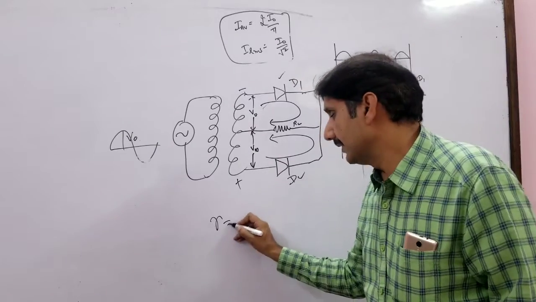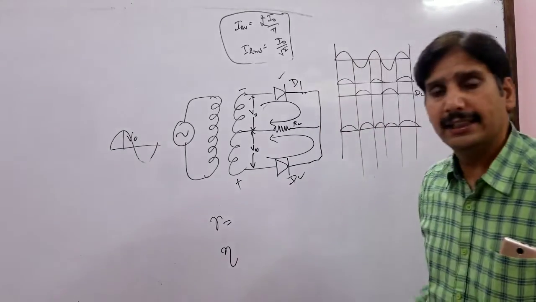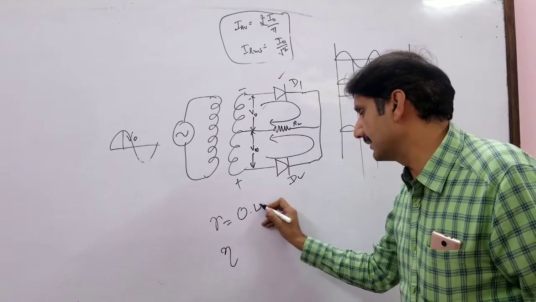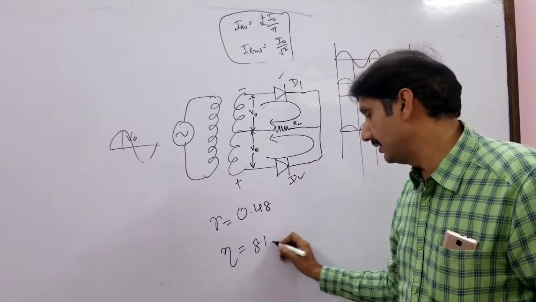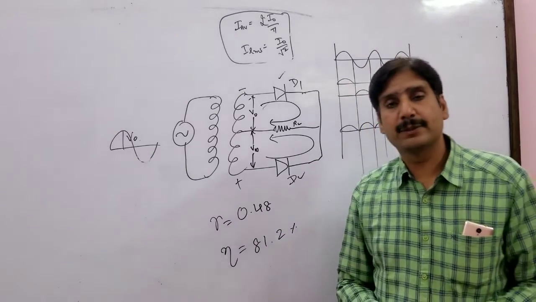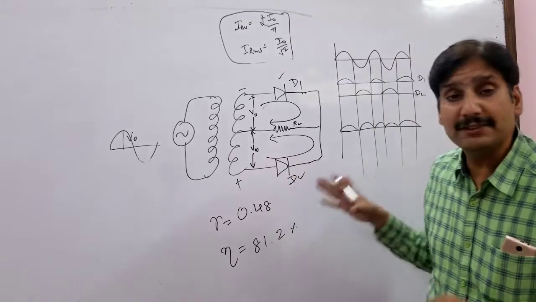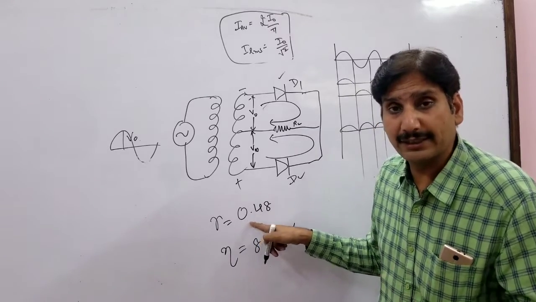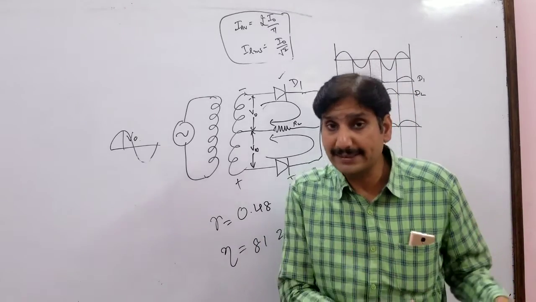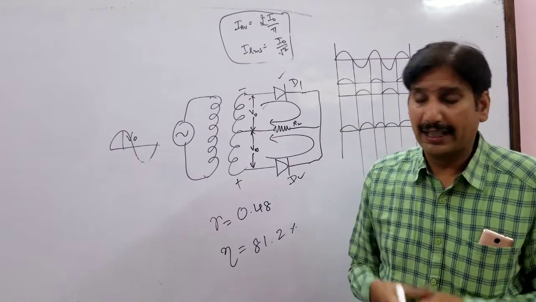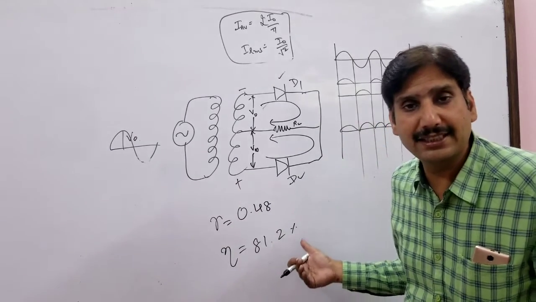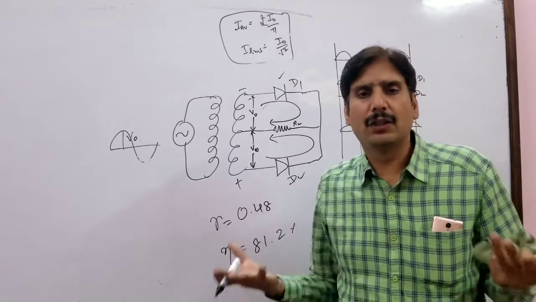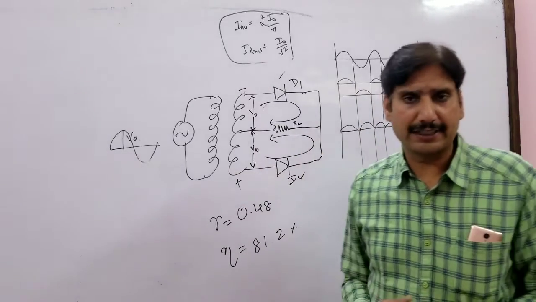And you know already the expression for ripple factor and efficiency. Just put in these two values, and what you will get? You will get ripple factor at 0.48 and efficiency double at 81.2%. Now that means a full wave rectifier is a better rectifier because the ripple factor is less than 1. That means the AC component at output is now less than the DC component at output. And secondly, the efficiency is also decently high at more than 80%. So full wave rectifier is obviously always used instead of half wave rectifiers.